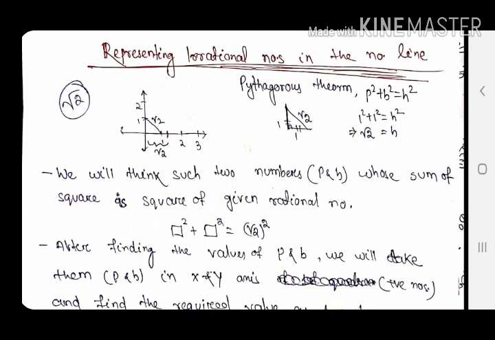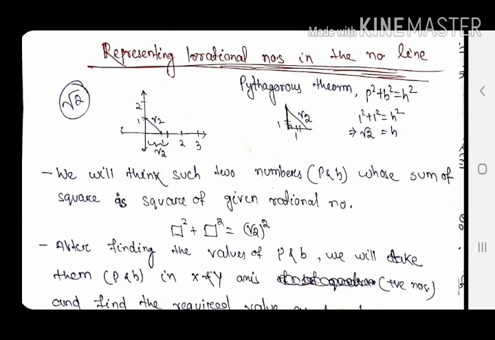Okay, so let's see how to find it. First, the concept is clear, Pythagoras theorem, then we'll go to the exact one. So here we'll discuss the step by step procedure. First we'll think of two numbers p and v whose sum of squares gives the rational number. For example, here is root 2, I have to find out, so it will be the h. Root 2 square is 2. So which two numbers' squares give 2? It is 1 square plus 1 square. So the values of p and v are 1 and 1.